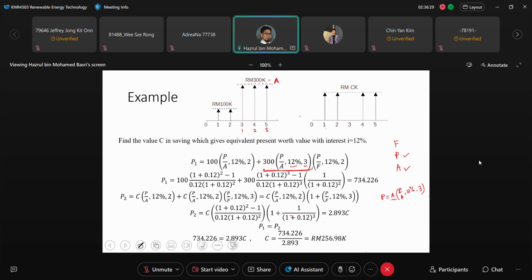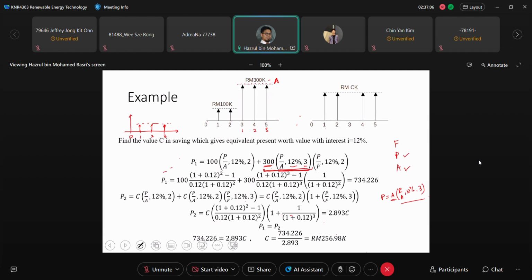The A is equal to 300,000. P over A, 12, 3. P over A, 12, 3 over here. This present value is actually not the real present value. By definition, if we draw the cash flow, this is year 0, this is year 1, year 2, year 3. This is the present. This is the annuity. Annuity always starts from year 1 until year end.